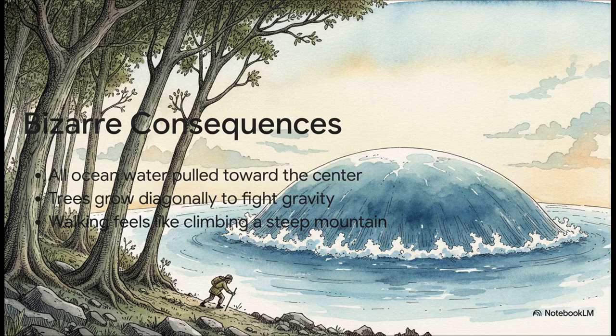Honestly, they're just absurd. First off, all of the ocean water would be constantly pulled toward the center of the disk. You'd have this massive, bulging ocean right in the middle. And trees? Trees would literally have to grow diagonally just to fight against that sideways pull and stay upright. It's crazy to picture. Plus, if you were some brave explorer trying to walk out to the edge of the world, that increasing sideways gravity would make every single step feel like you were climbing a never-ending, impossibly steep mountain.